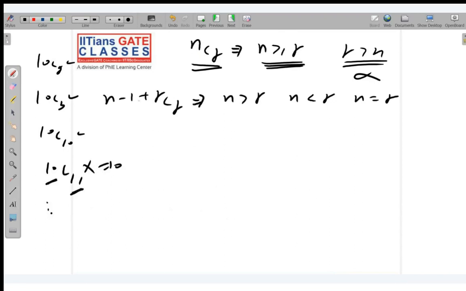Okay, but in case of n minus 1 plus r C r, n can be greater than r, that is possible, n is less than r, that is possible, and n is equal to r, that is also possible. So everything is possible. For example, if n is greater than r, how is it possible? So the number of variables is more than the RHS. So I can take it like this.